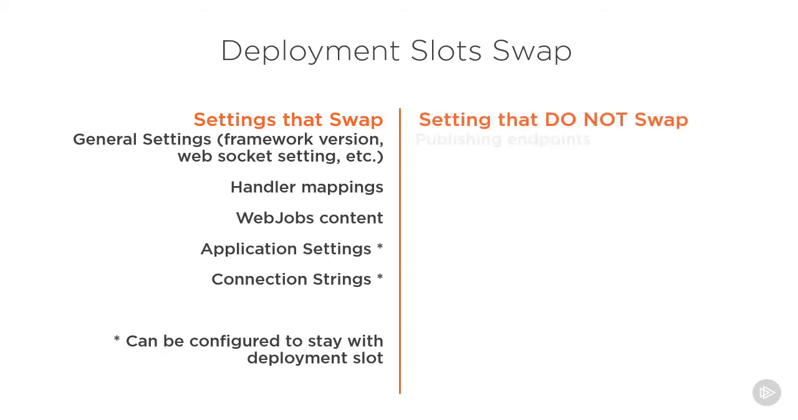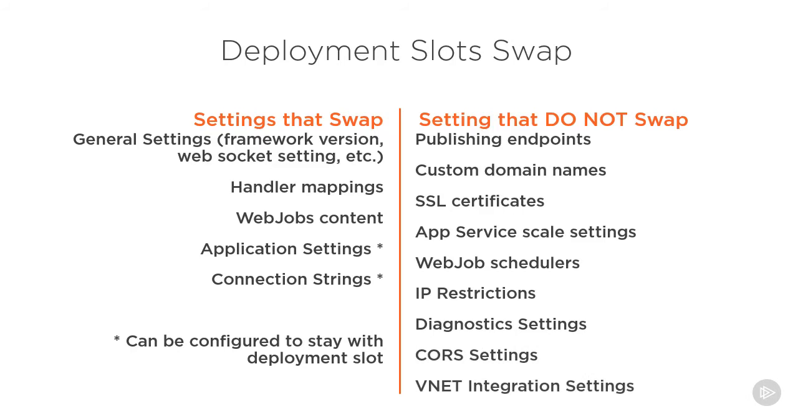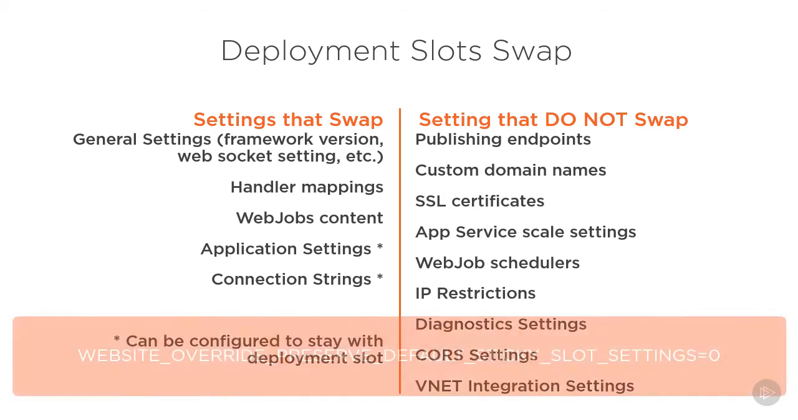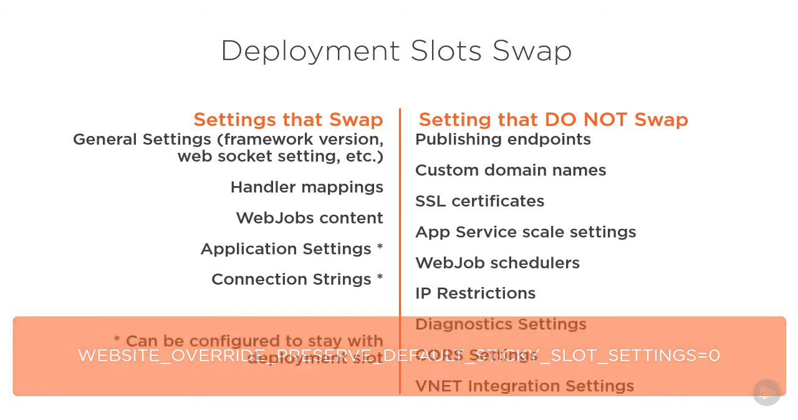Settings that don't get swapped include the publishing endpoints and any custom domain names and SSL certificates, which makes sense because your production slot would likely have the custom domain and certificate, so you wouldn't want that being swapped into the staging environment. The scale settings for the app service and web job schedulers are also not swapped. IP restrictions aren't swapped. Diagnostic settings, CORS settings, and VNet integration settings aren't swapped either. It is possible to override this for all these non-swappable settings though, and make them all swappable. You'll need to add an application setting to each deployment slot called WEBSITE_OVERRIDE_PRESERVE_DEFAULT_STICKY_SLOT_SETTINGS, and set it to 0 or false. But this is all or nothing. You can't pick and choose settings from this list.